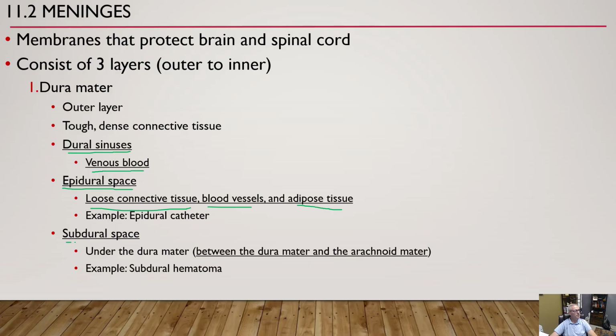And then we have this subdural space. Sub means under, so this is just underneath that dura mater. If you've ever heard of a subdural hematoma, you actually have a brain bleed right underneath that dura. So this space is underneath the dura mater, between the dura mater and the arachnoid mater.